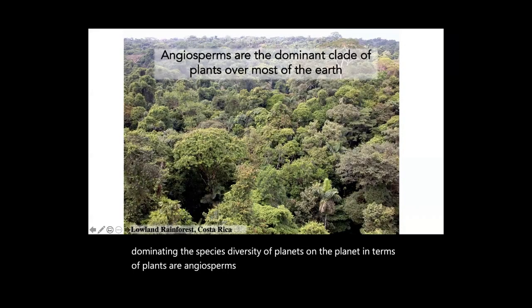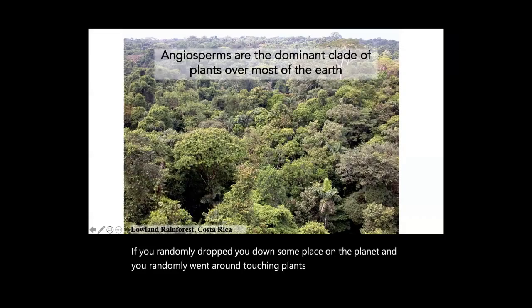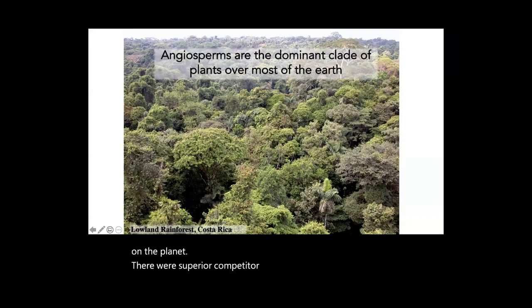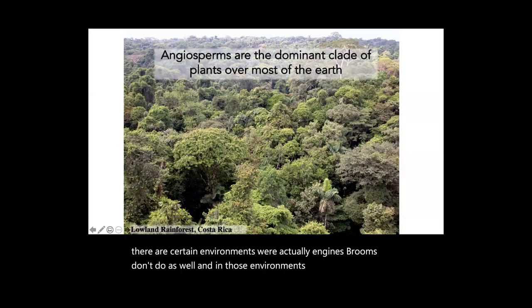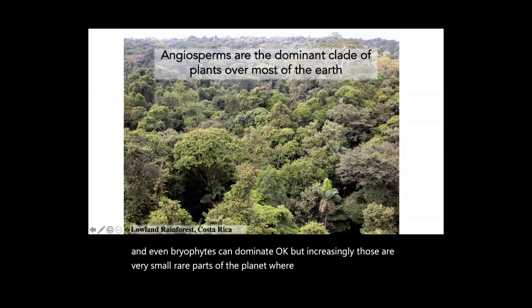Angiosperms are the dominant clade of plants over most of the earth. If you were randomly dropped down someplace on the planet and you randomly went around touching plants, most likely you're going to run into angiosperms. Angiosperms, once they arose, basically pushed out the dominance of most of the other clades on the planet. They were a superior competitor for a number of reasons. Now, there are certain environments where angiosperms don't do as well. And in those environments, ferns, gymnosperms, and even bryophytes can dominate, okay? But increasingly, those are very small, rare parts of the planet where those other clades tend to dominate.